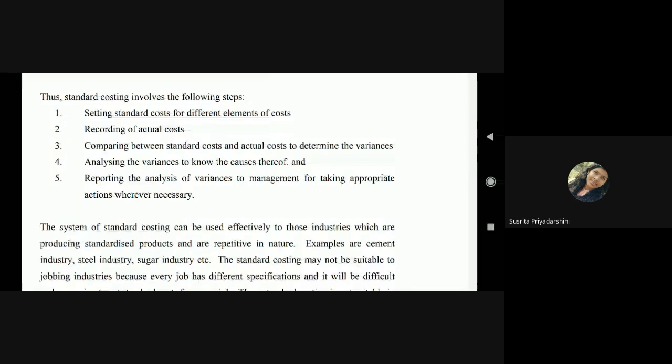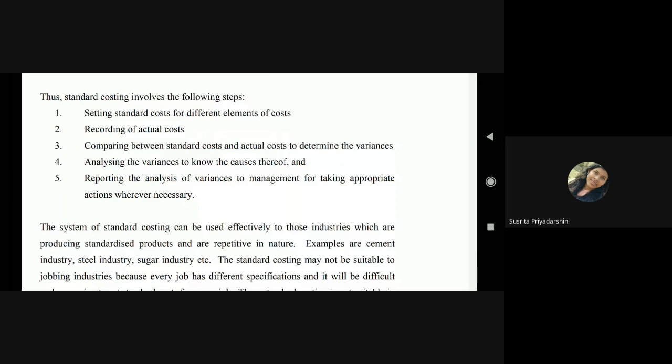Next part is the most important one. After finding out the variance, we have to analyze that: why this variance occurred? If it is favorable, then it is good. But if it is unfavorable, then responsibility will be fixed.